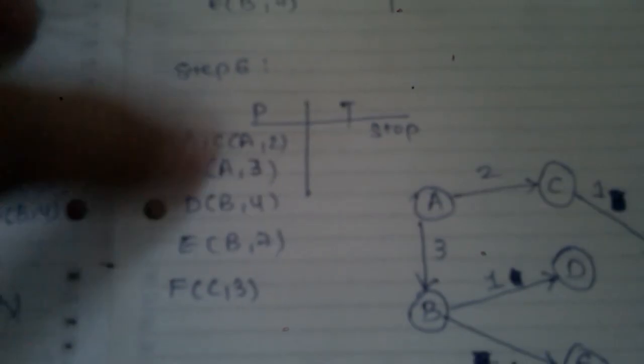The shortest path according to the permanent table is A, B, C, D, E, F. So here it is the shortest path.